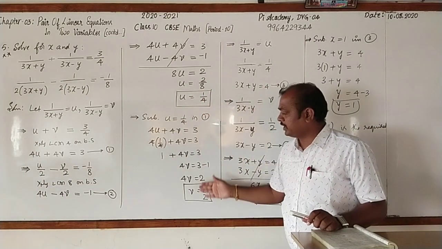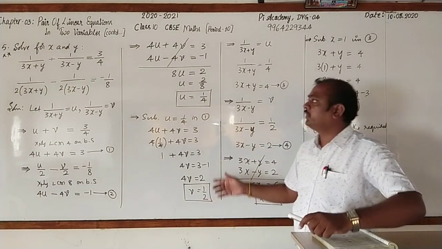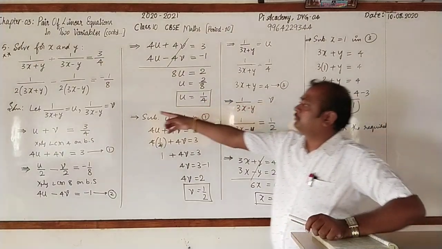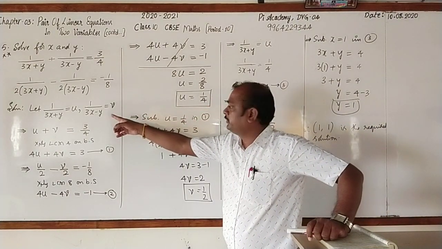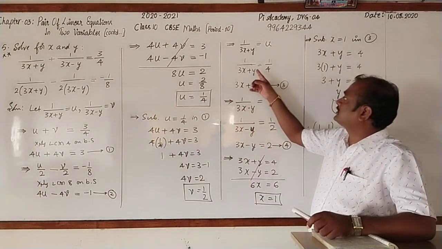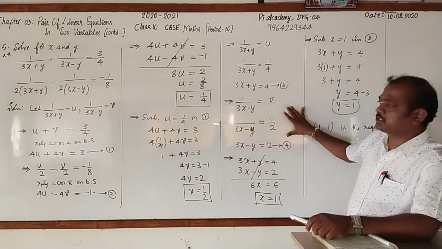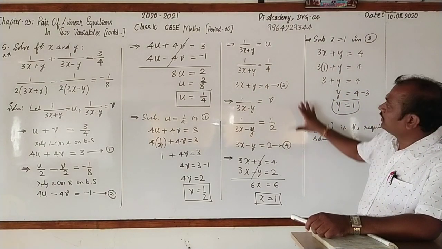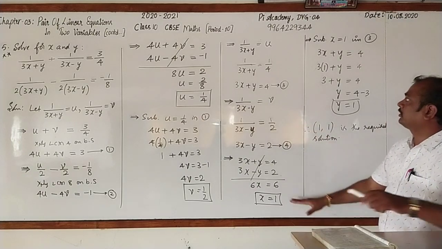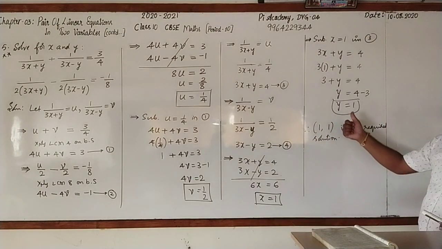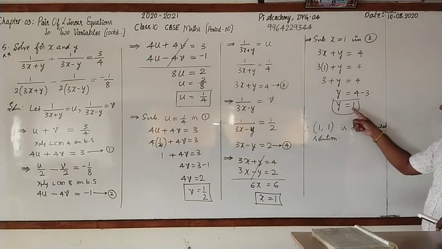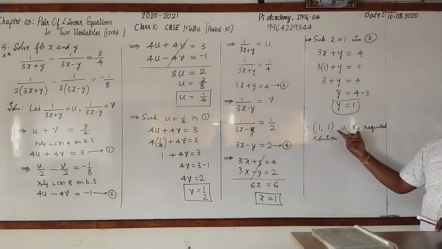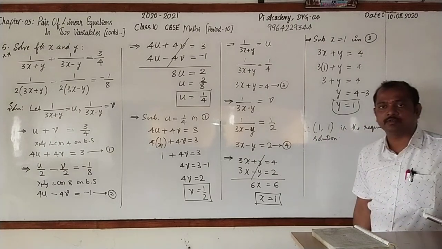Then after getting the values of u and v, we have substituted 1 by 3x plus y in place of u and 1 by 3x minus y in place of v. Again we got two more equations, 3 and 4, and we have solved 3 and 4 by elimination method to get the x value as well as the y value. Then finally, 1 comma 1 is the required solution.